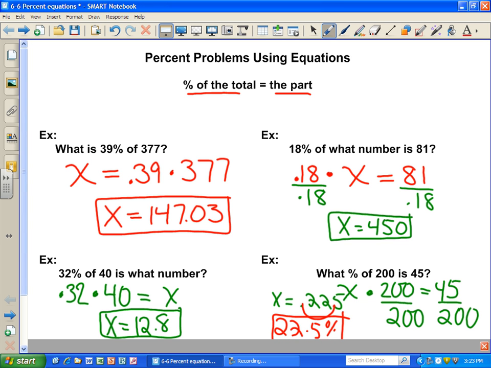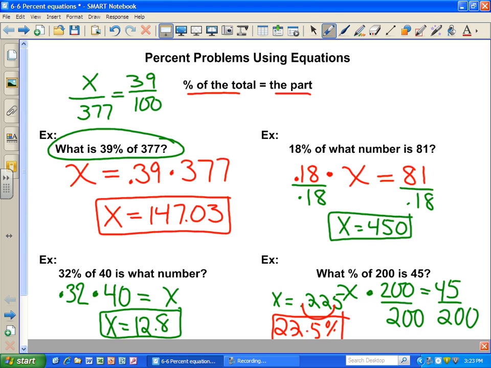Okay? So just to kind of go back a little bit and talk about the last few days we've talked about proportions. If I go back and look at my first example, I'm going to set that up as a proportion. 39 over 100 is equal to what is 39% of 377. So if you know how to set up a proportion, you can use that to help you set up the equation.